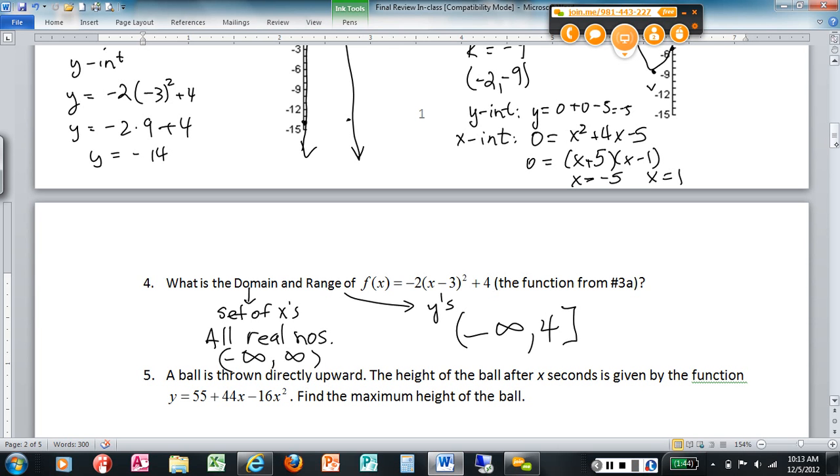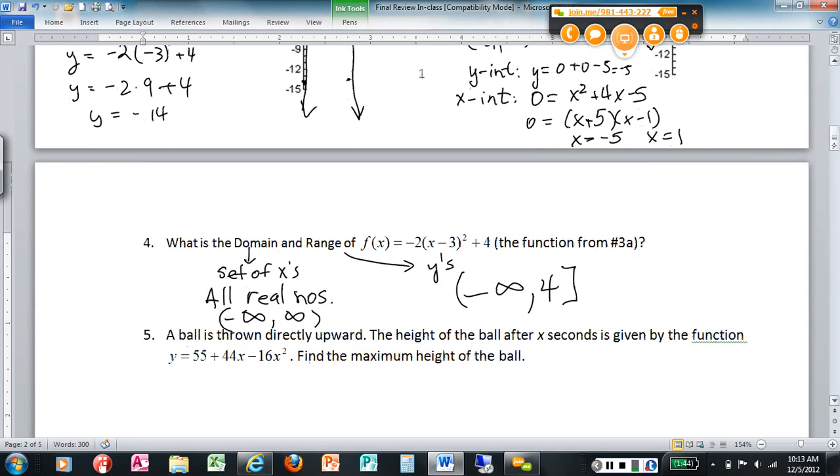Number 5. A ball is thrown directly upward. The height of the ball after x seconds is given by the function y equals 55 plus 44x minus 16x squared. Find the maximum height of the ball. Well, this also, really think about the graph here, and this goes right along with the functions we're talking about, because what shape graph is that? It's a parabola. It's an x squared, and its a here is -16, so it's a parabola that opens down.